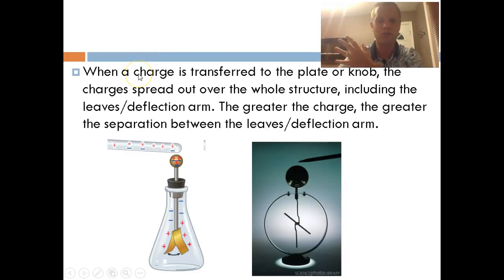So when a charge is transferred to the plate or knob, in this part we're talking about the top part of the electroscope, the charge is spread out over the whole structure, including the deflection arm, which is down here, or the leaves. And the greater the charge, the greater the separation of the leaves or deflection arm. So here we have a deflection arm where it's separated very far, and here we have leaves being separated. And the greater the charge that we put on that electroscope, the further they're going to spread apart. The less of a charge, the closer together they'll be. So this is another way for us to tell how big the charge is going to be.